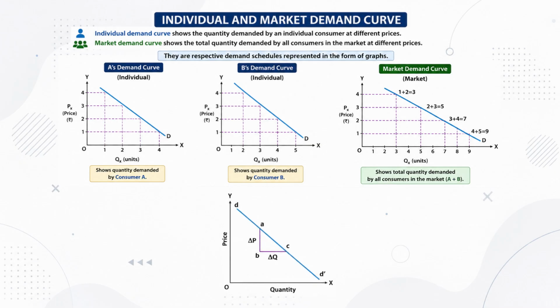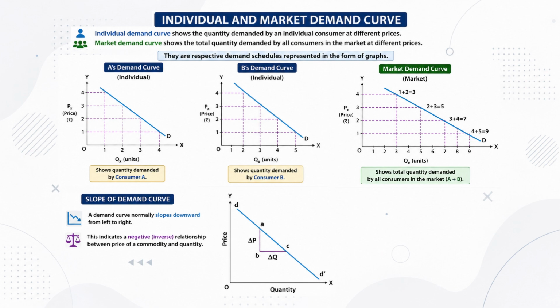Now, let us look at the slope of the demand curve. A demand curve normally slopes downward from left to right. This indicates a negative or inverse relationship between the price of a commodity and its quantity demanded. When the price increases, the quantity demanded decreases. When the price decreases, the quantity demanded increases.